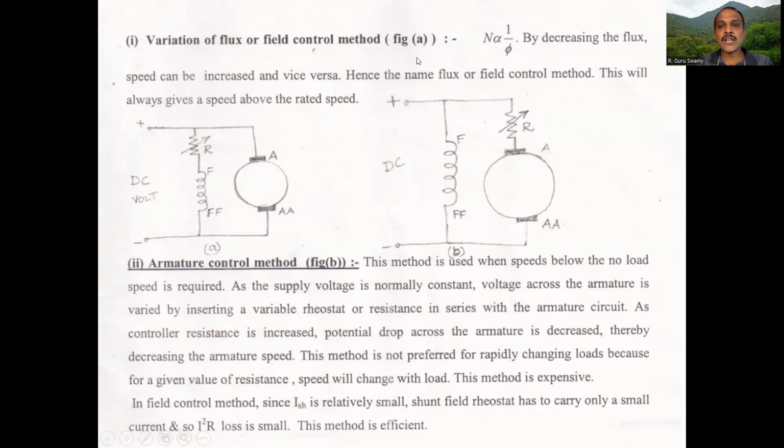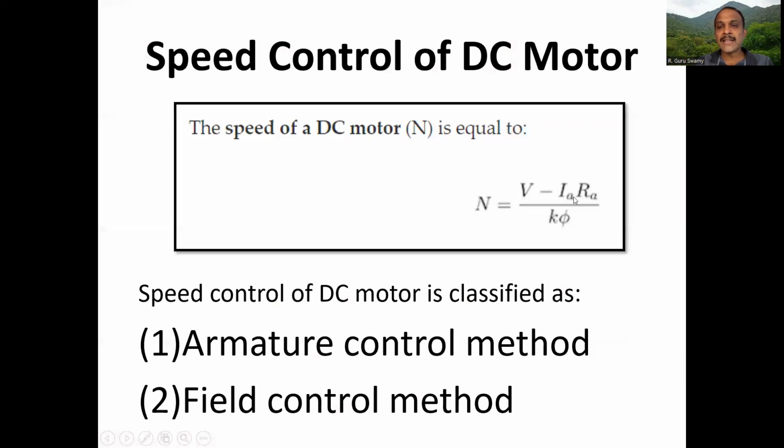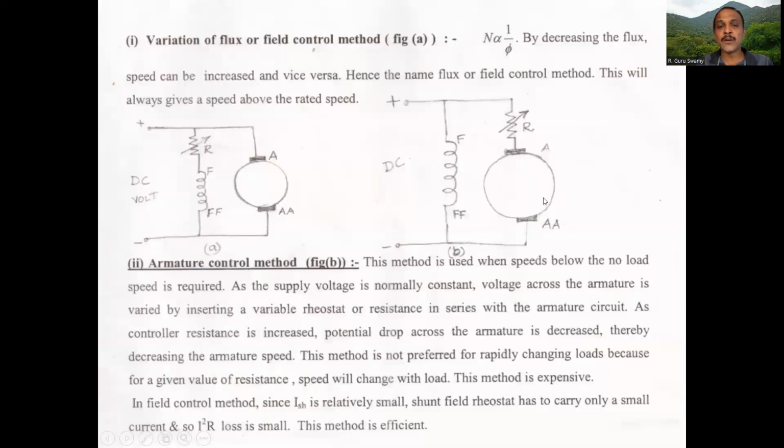Now coming to the next control method, called the armature control method. The field winding doesn't have a resistance like the previous circuit, but the armature has a variable resistance, where the resistance can be varied from a certain value to a very high value. By varying this resistance, I'm controlling the current passing through the armature. Based on that, we can do the speed control.